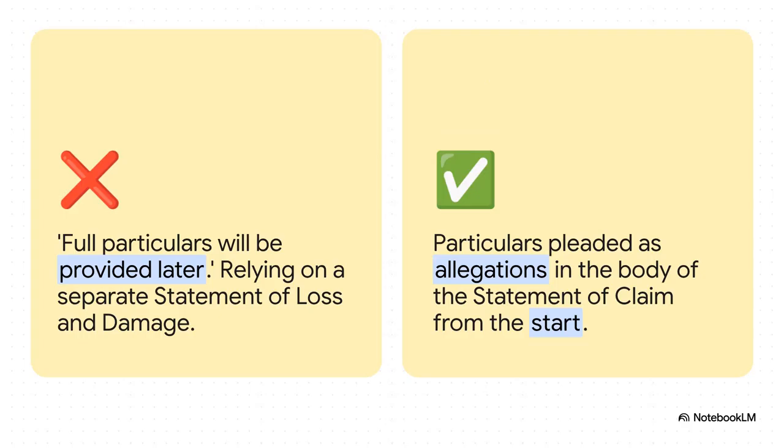The Court of Appeal in Meredith versus Palmcam drew a very clear line in the sand on this. The wrong way, as you can see on the left, is to just say something like particulars will be provided later, or to stick them in a separate document like a statement of loss and damage. The right way is to plead them as actual allegations right there in the body of the statement of claim from day one.